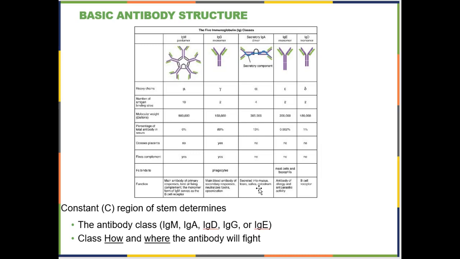So sometimes the constant region determines what the function of the antibody is going to be, or how it's going to interact with the antigen. And sometimes it's just different classes of antibodies or different constant regions are used in different parts of the body, like the bloodstream versus the saliva.